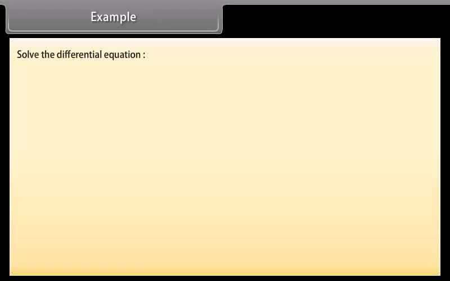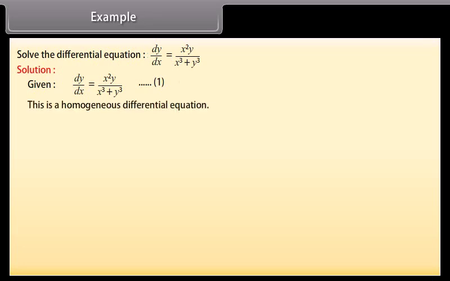Example. Solve the differential equation dy by dx equals x squared y by (x cubed plus y cubed). Solution. Given dy by dx equals x squared y by (x cubed plus y cubed). Name it as equation 1. This is a homogeneous differential equation. We will put y as vx.